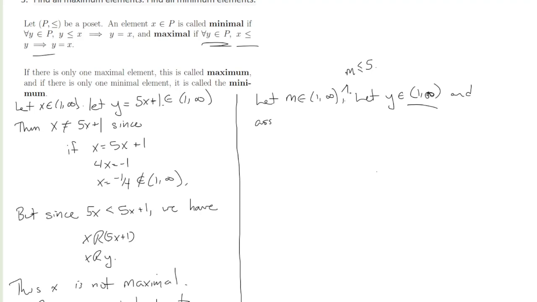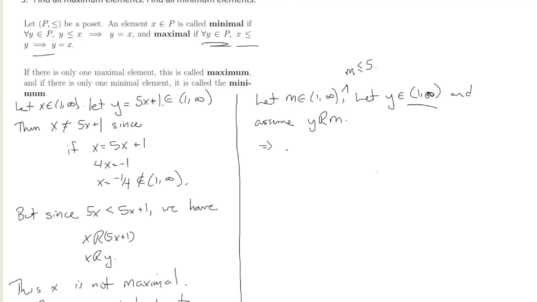What I'm going to show then is m is actually minimal, no matter which m I picked. And the proof of that, we need to show for every y and p. Okay, so let y be in the set 1 to infinity, and assume that y is less than or equal to x. What does that mean? Y is related to m.